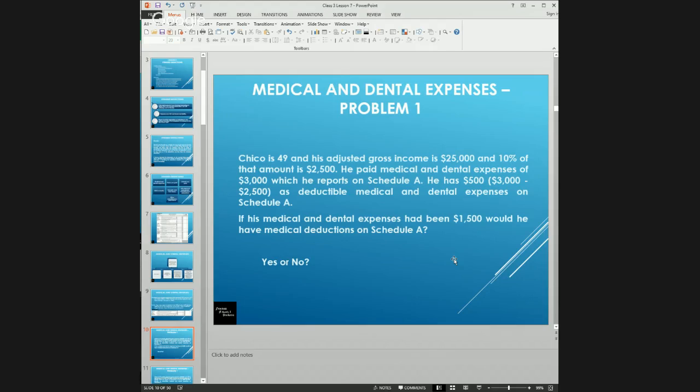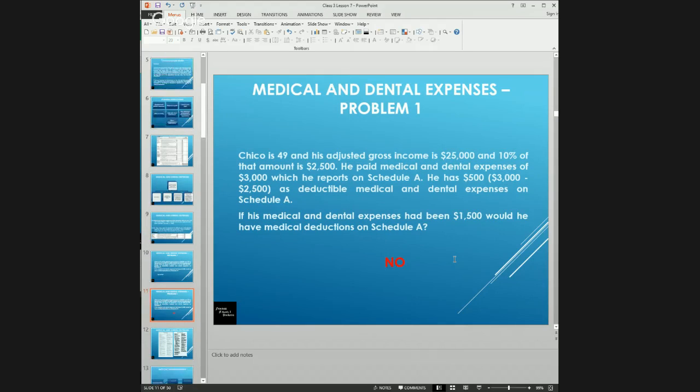So if his medical and dental expenses had been $1,500, would he have any medical deductions on Schedule A? And the answer there is no, because since he had $2,500 as his 10% of his AGI, it would have to be an amount over the $2,500 before it even begins to count towards his itemized deduction total.